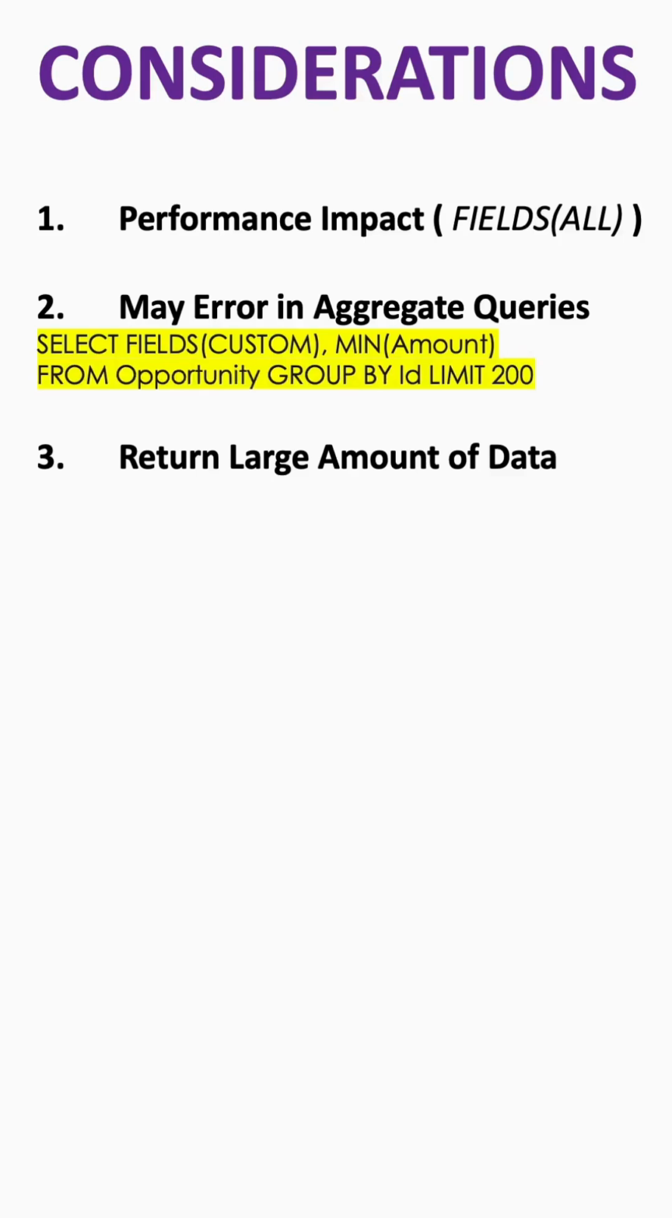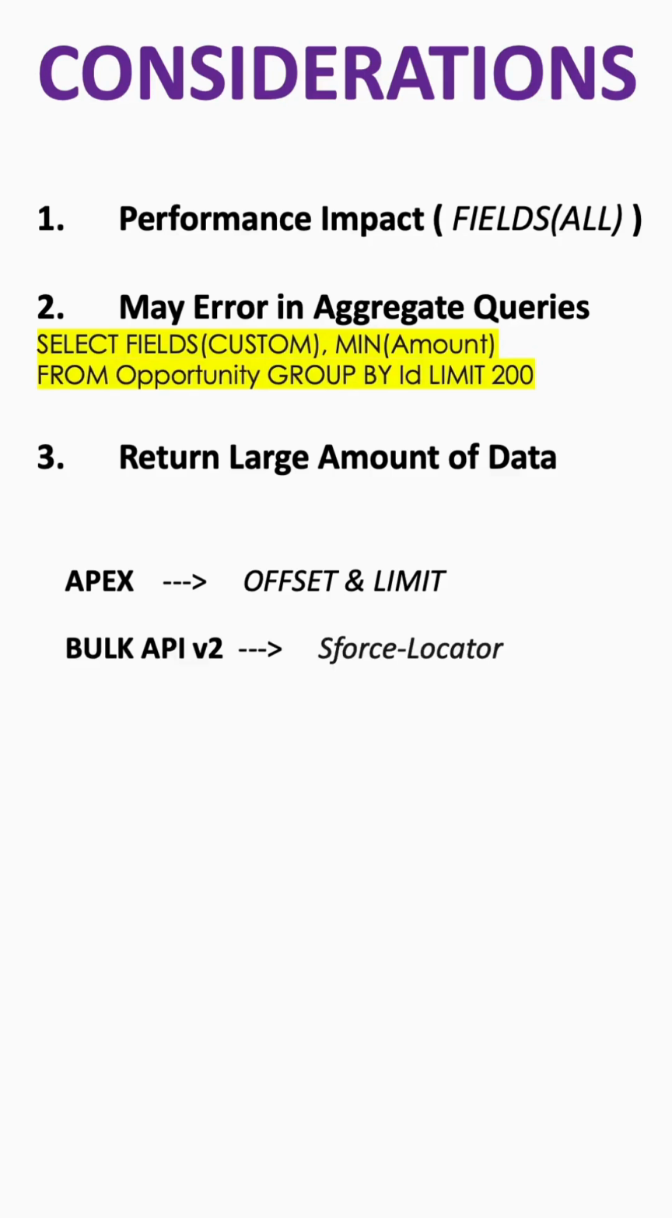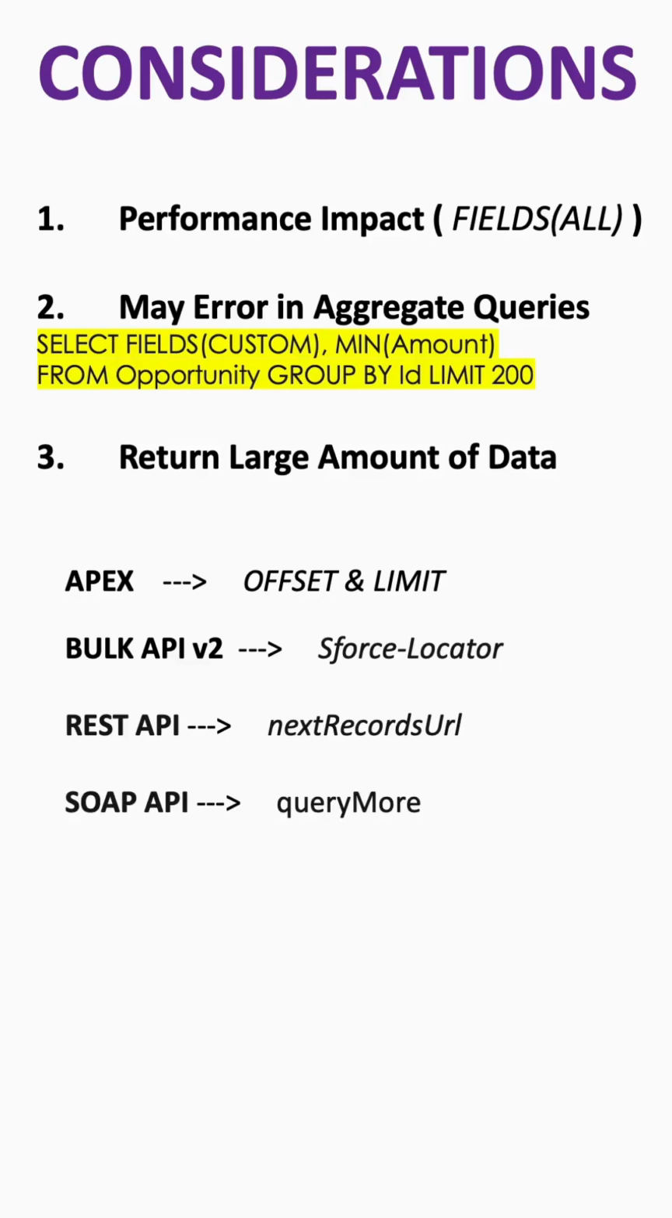However, there are ways to deal with it. In case of Apex, you can use the offset and limit option. In case of Bulk API v2, you can use the Sforce-Locator response header option. In case of REST API, there's the nextRecordsUrl attribute, which you can use to query the next set of records. In case of SOAP API, you can use the queryMore method.